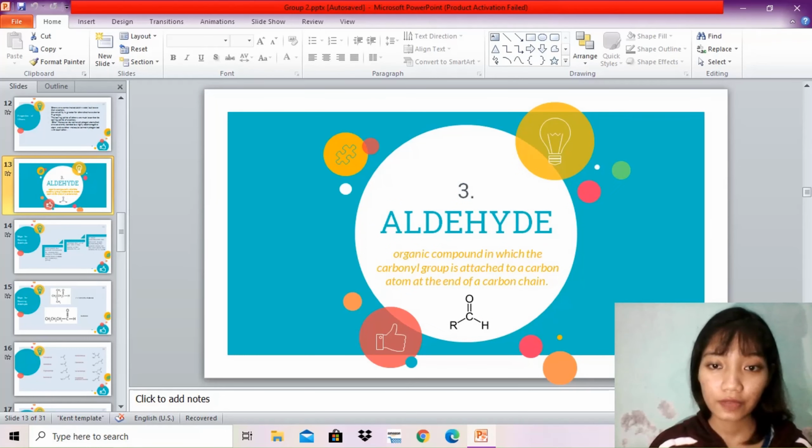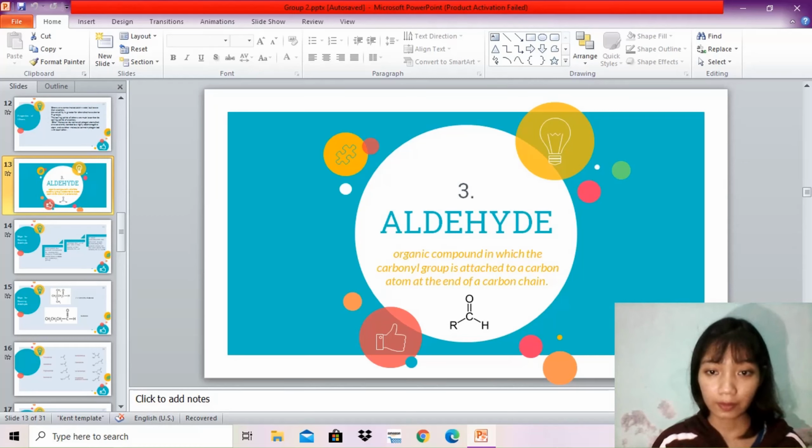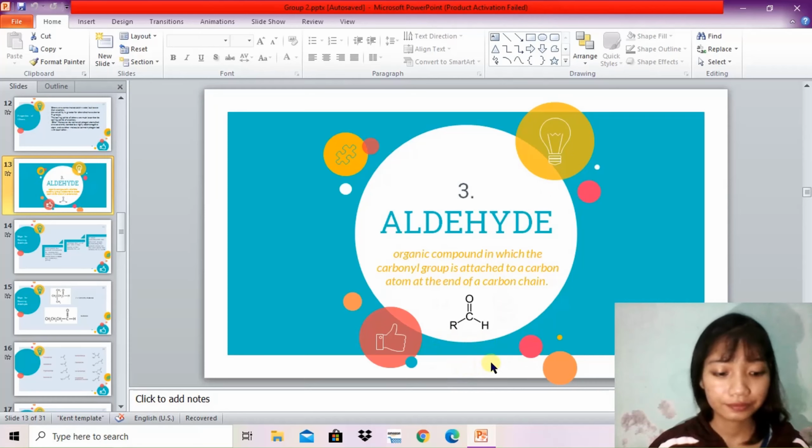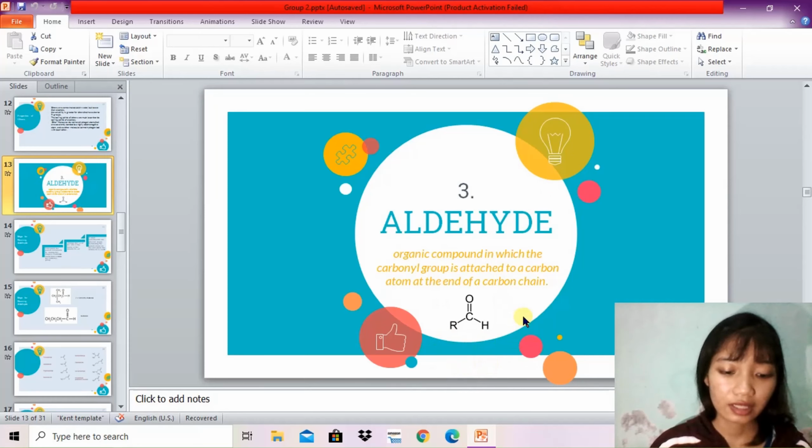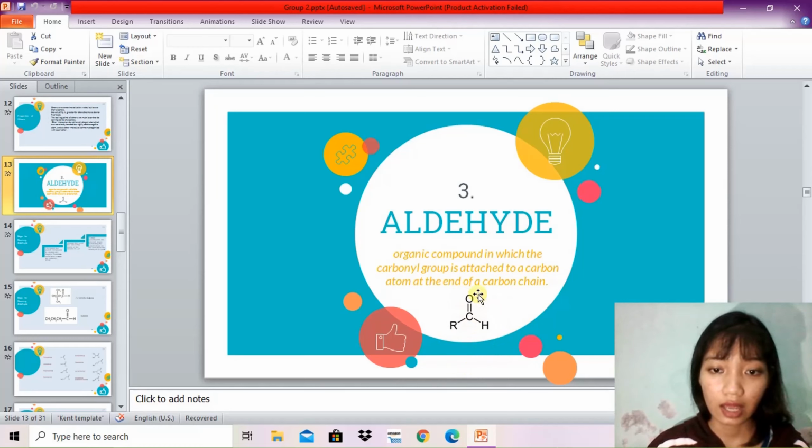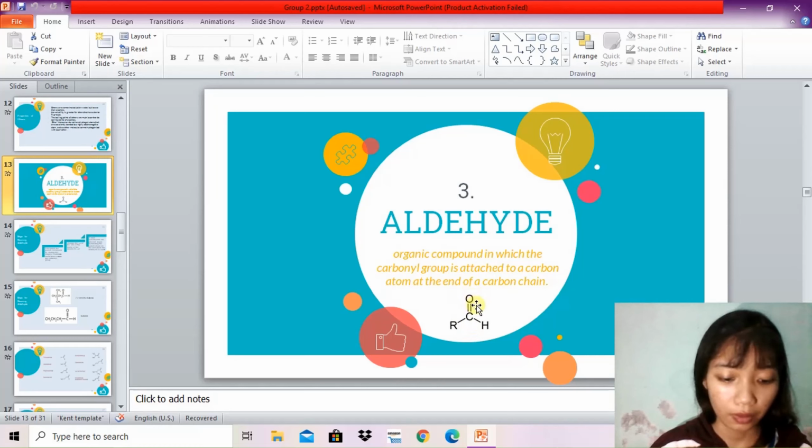So now we move into aldehyde. Aldehyde is an organic compound in which the carbonyl group is attached to a carbon atom at the end of a carbon chain. This is the functional group of aldehyde. Aldehyde contains the functional group, the C that has a double bond to O.